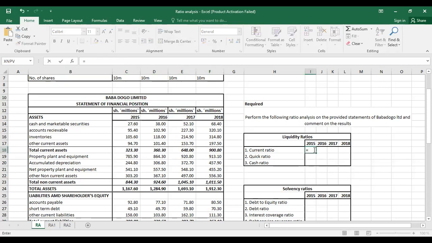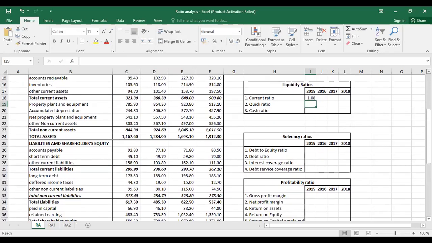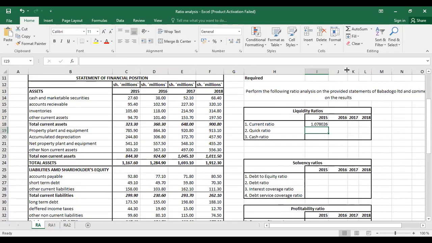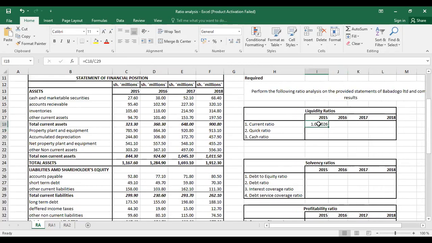Obviously, I told you this one. It will equal the current assets in your statement, and you divide by current liabilities. As you can see, total current liabilities here. Enter without margin, maybe I'll widen here. Also the other one, also the other one, and I do it at 2 decimal places.